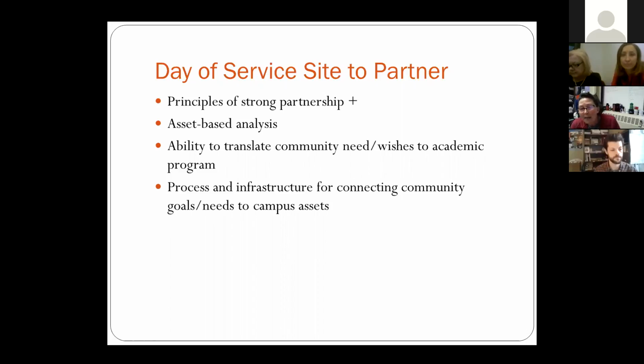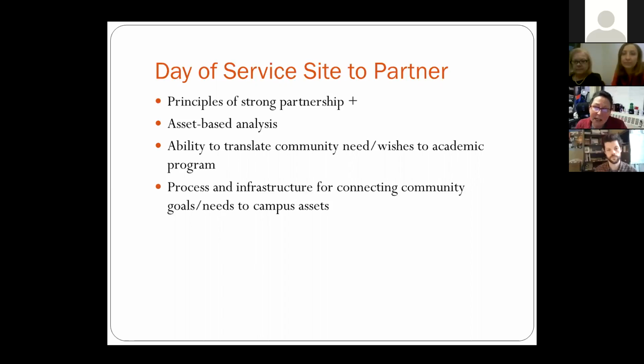An asset-based analysis would look something like a review of your curriculum, or a review broadly of the variety of ways in which different segments of your campus are engaged in some kind of community outreach or community engagement, whether it's co-curricular, straight up volunteering, or curricular.